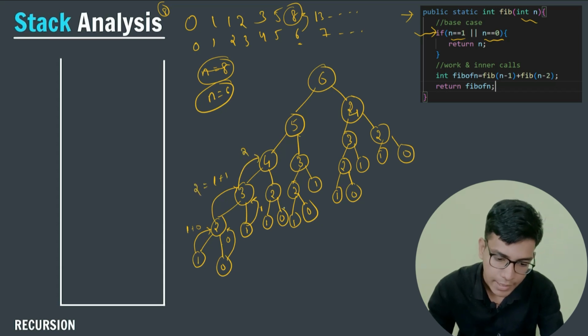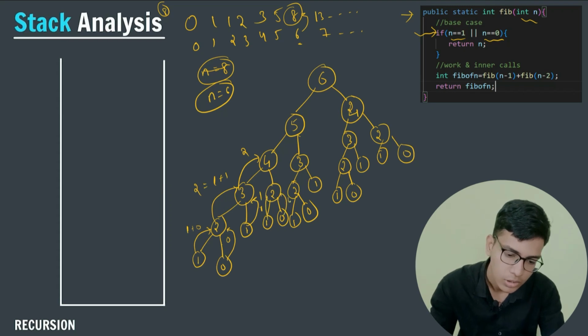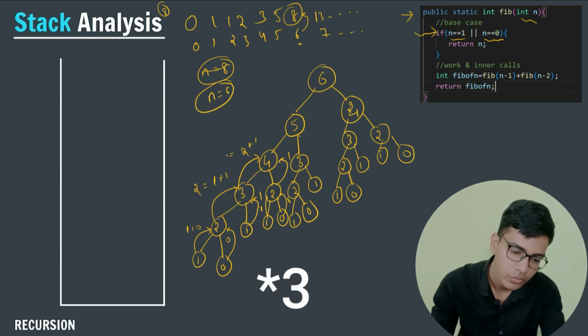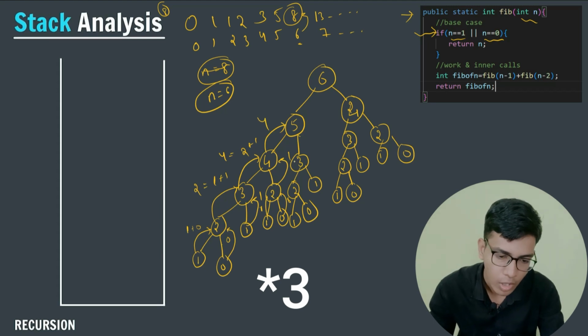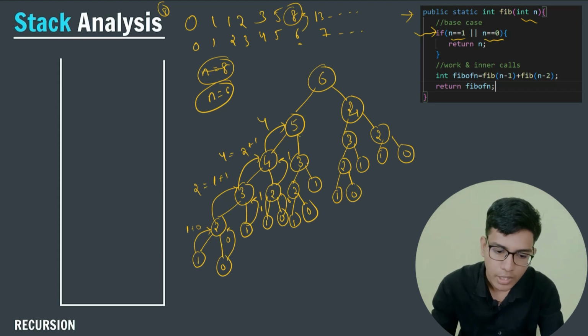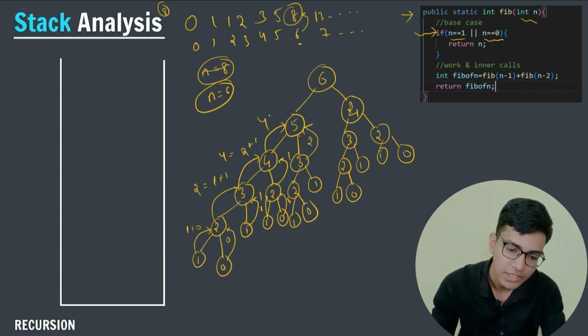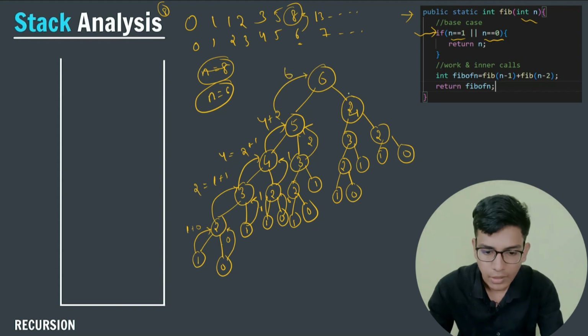After that I need to calculate this also, that is 1 and 0. So this thing will return me 1. So 2 plus 1 is equal to 3. So this thing will return me 3, and I need to calculate 3. We already know that Fibonacci of the third term is 2. So this thing will return me 2. So 3 plus 2, this thing will return me 5.